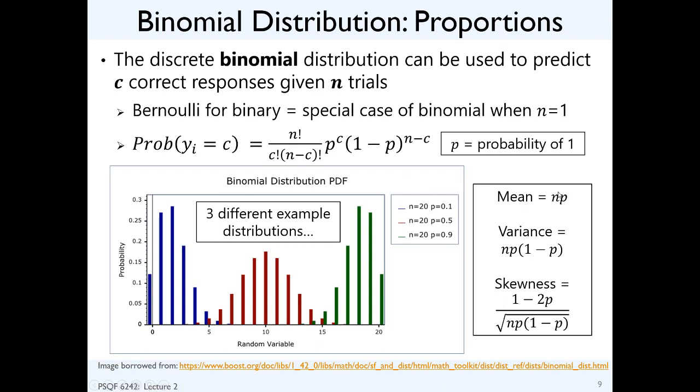But once we know the probability of a 1, this distribution tells us what the mean is, what the variance is, and what the skewness should be. And skewness, this asymmetry, is a direct result of hitting the boundaries. You can't go past a certain point, so the data have to be skewed.